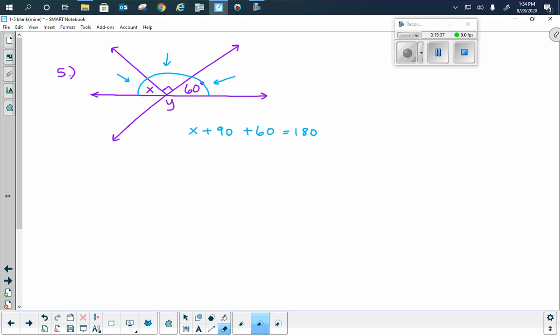Okay. Combine like terms now, I'm ready to solve for x. I am ready to say that I know that x plus 150 equals 180, and get rid of the 150 by subtracting it. Okay, and that's gone, so therefore x equals 30.